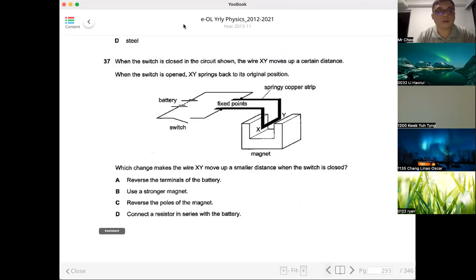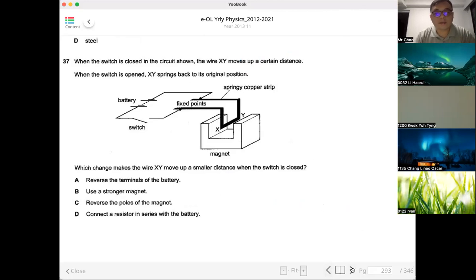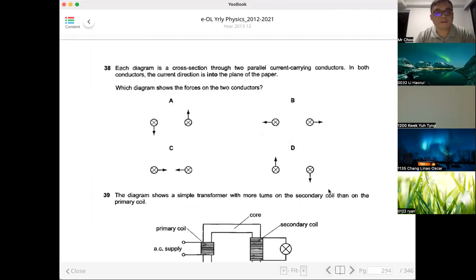Let's continue. Okay, same paper, question 38. You all may begin. Okay, do question number 38.